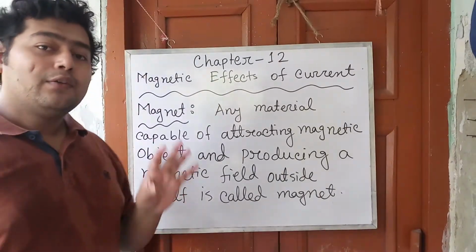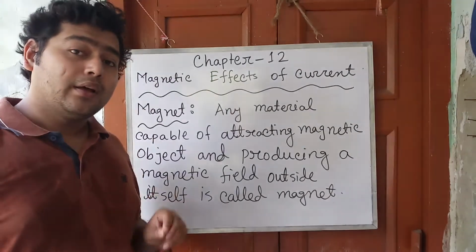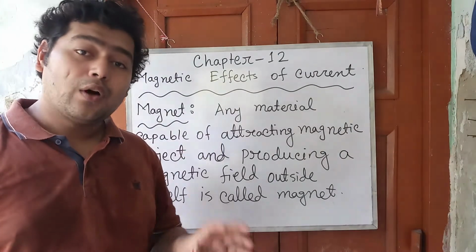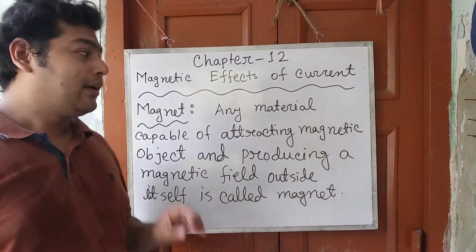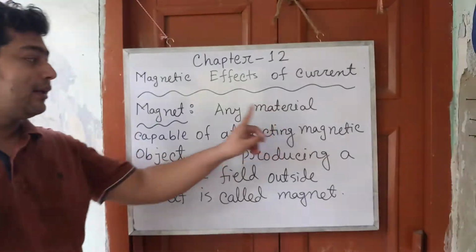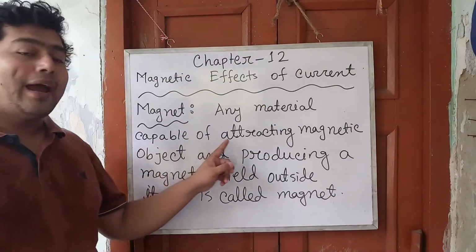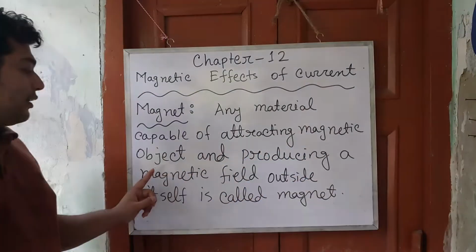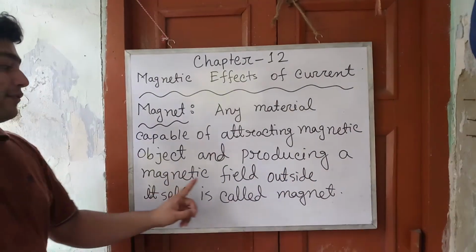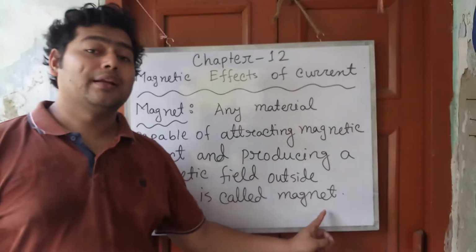Here, our first word is magnet. What is a magnet? I am discussing magnet. The magnet is any material capable of attracting magnetic objects and producing a magnetic field outside itself is called a magnet.